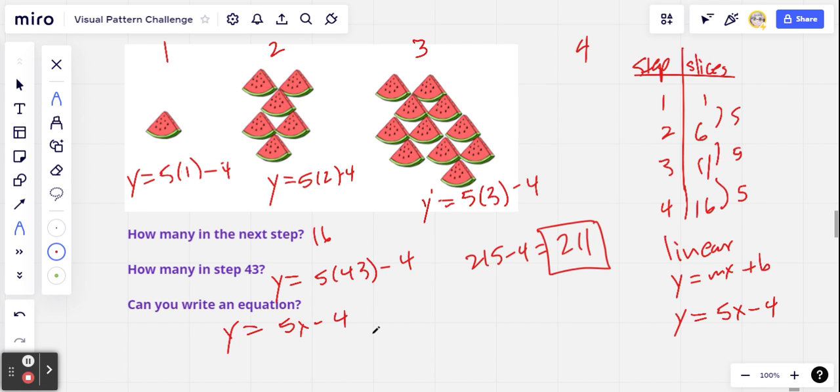Well, how did that go for you? Did you get 16 for step 4? Did you come up with this equation?